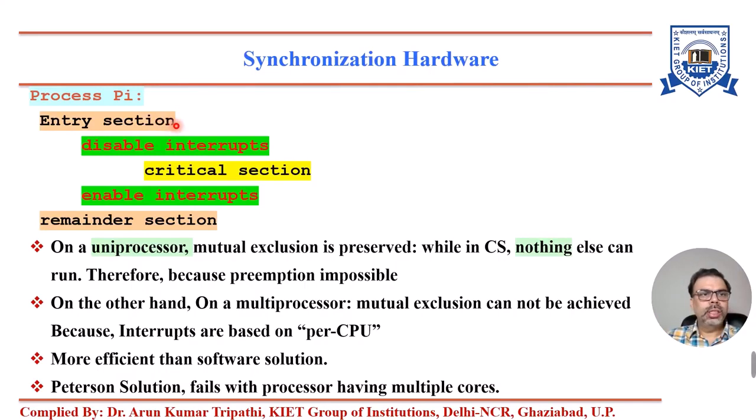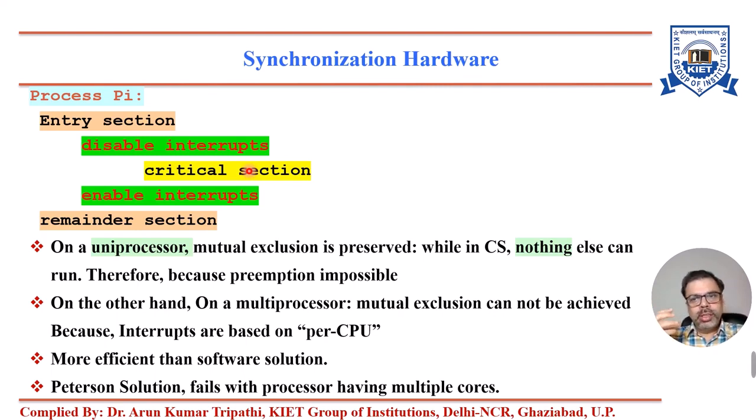Again, like the software solution, it will have an entry section. As it enters the entry section, it will disable the interrupt and then enter into the critical section, so that no other process can interrupt it. When there is no interruption, it will continue its execution, and after completing the part that it has to execute in the critical section, it will come out of the critical section. As it is leaving the critical section, it will enable the interrupt so that another process is allowed to enter into the critical section.